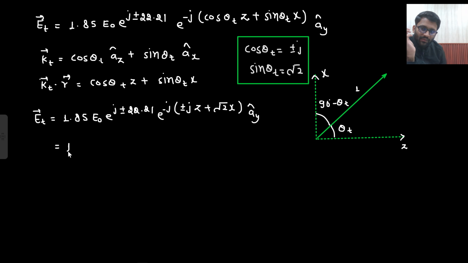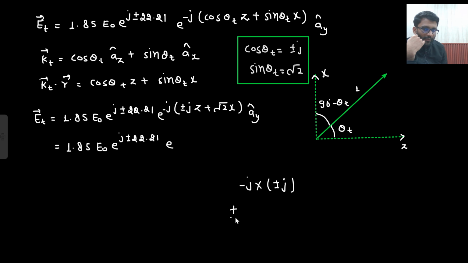Very easily. What am I getting? 1.85 e naught e to the power j plus minus 22.21 e to the power minus j into plus minus j. So forget about plus minus sign. Minus j into j. J into j is j square. J square is minus 1. So what are you getting? 1 here. So plus minus j. So what are you getting here? Plus minus 1 z. Do you agree to this point or not?